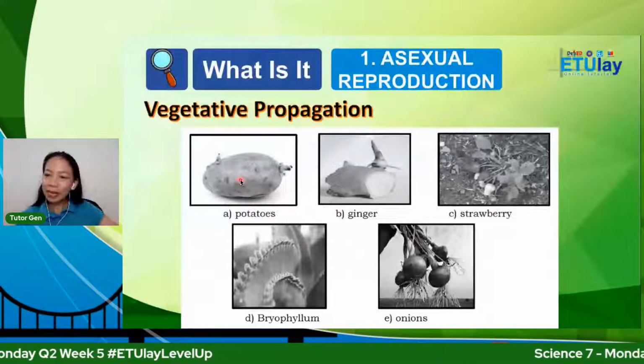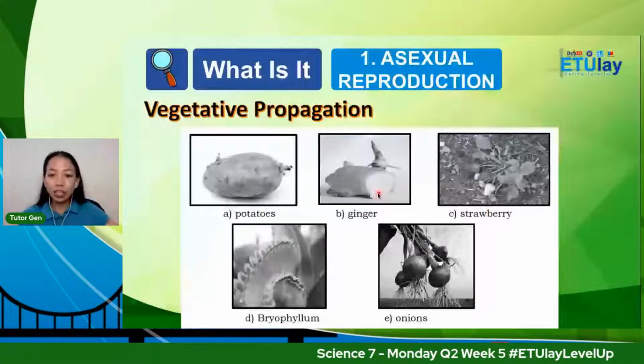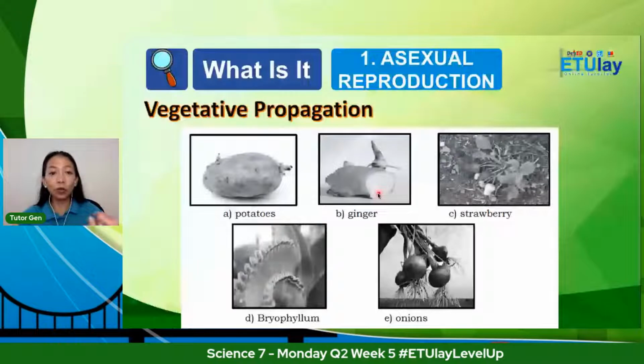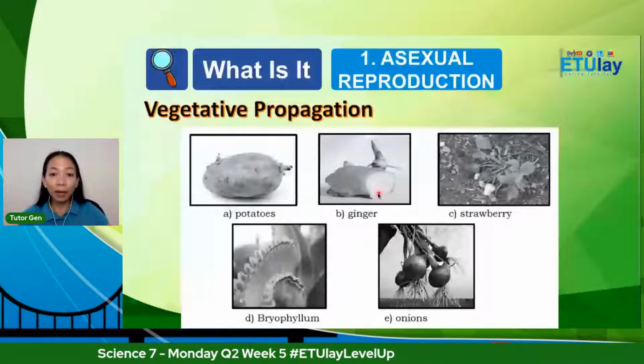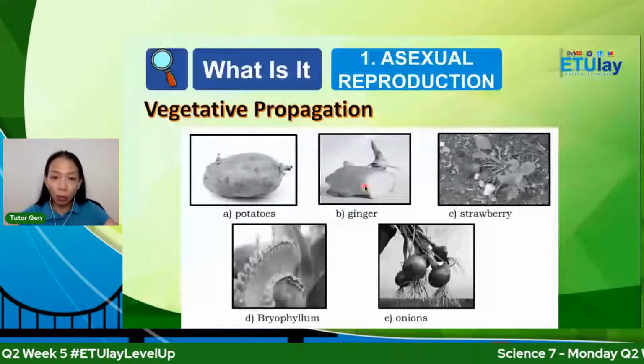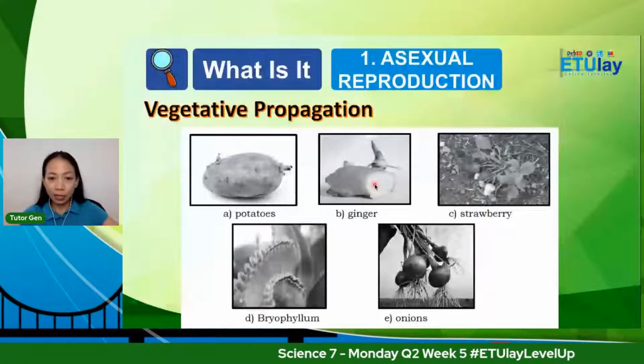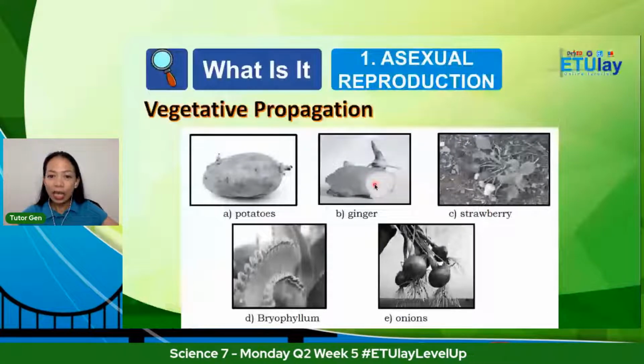Rhizomes, just like ginger, luya. Si ginger at si example letter C, di sila pareho, although they're growing underground, di sila pareho na runner, ha? So this one is what we call a rhizome. No, so we have a new plant can grow. So the example natin is luya. And then letter C, yung strawberry.